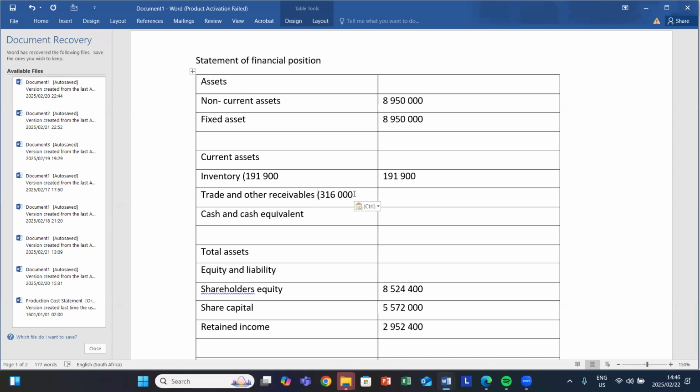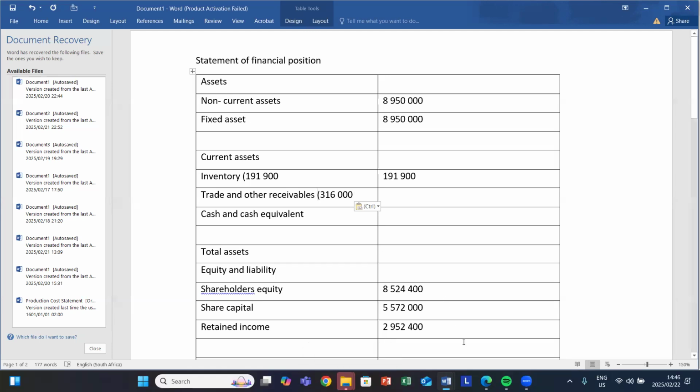And then we lessen it with the provision for bad debts, which we have calculated in our income statement. Okay, thank you. And then our net trade debtors, and then we have our accrued income and our prepaid expense.